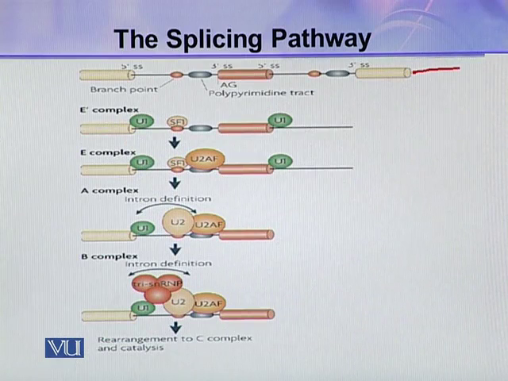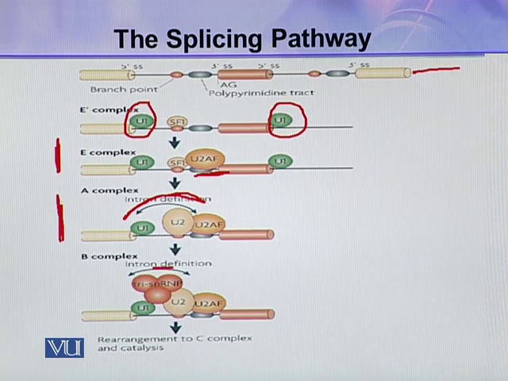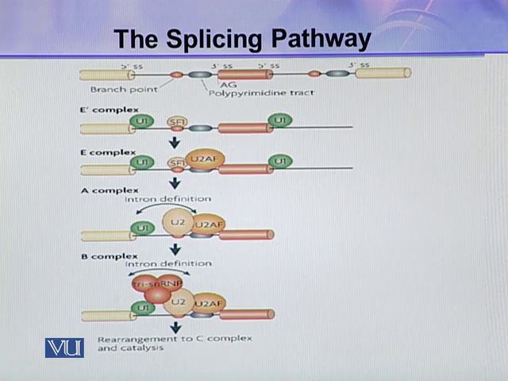So this is pre-mRNA, U1 attaches here, then U2AF comes in, and then there is a slight rearrangement, and then this E complex is formed, then this one is the A complex, and finally when this tri-SNRP comes, this becomes the B complex. So this is the transformation from early E complex to E complex, then to A complex, and finally to B complex, and then this B complex will rearrange to the C complex, and then catalysis will take place.